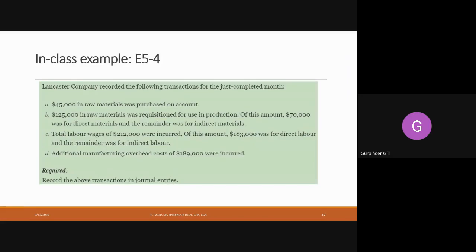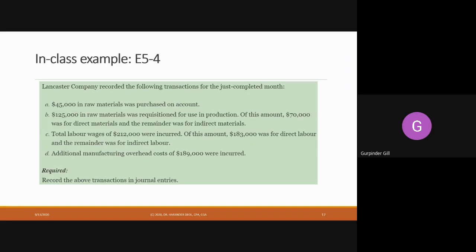So jumping into E5-4. Lancaster Company recorded the following transactions for the just completed month. A, $45,000 in raw material was purchased on account. B, $125,000 in raw material was requisitioned for use in production. Of this amount, $70,000 was for direct material and the remainder was for indirect material.